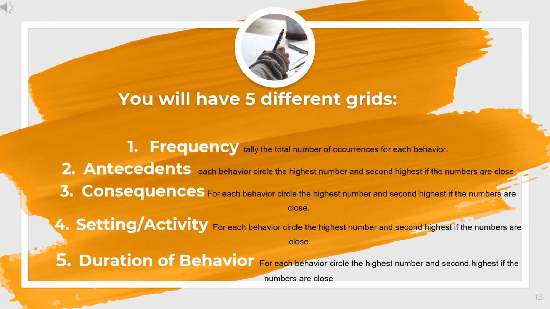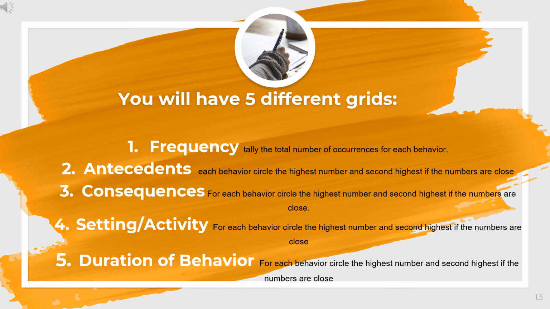Grid number 4 is the frequency of behavior by setting activity. So for the setting, you'll use tally marks each time a behavior occurred in that setting. Again, you'll total the marks and circle the highest and second highest if the numbers are close.